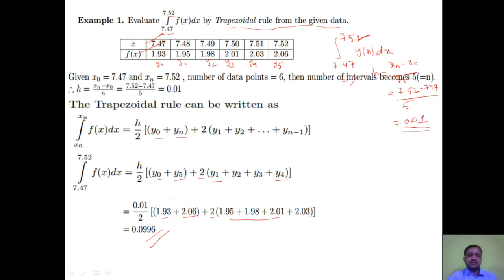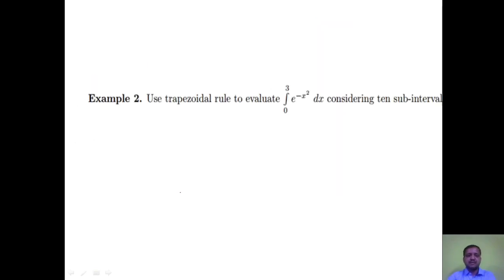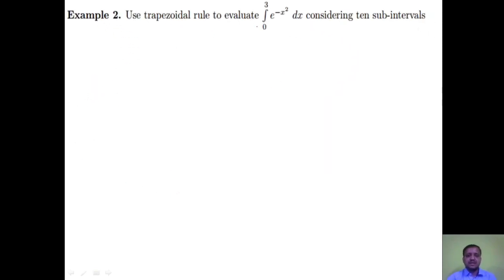Okay. Next problem, example 2. Use the trapezoidal rule to evaluate the integral from 0 to 3 of e power minus x square dx using 10 subintervals. Here n is given as 10, so we need to find h. H is upper limit minus lower limit by the number of intervals. What is xn? 3, the upper limit. The lower limit is 0, divided by n, which is 10. So 3 by 10 means 0.3. The h value is 0.3.